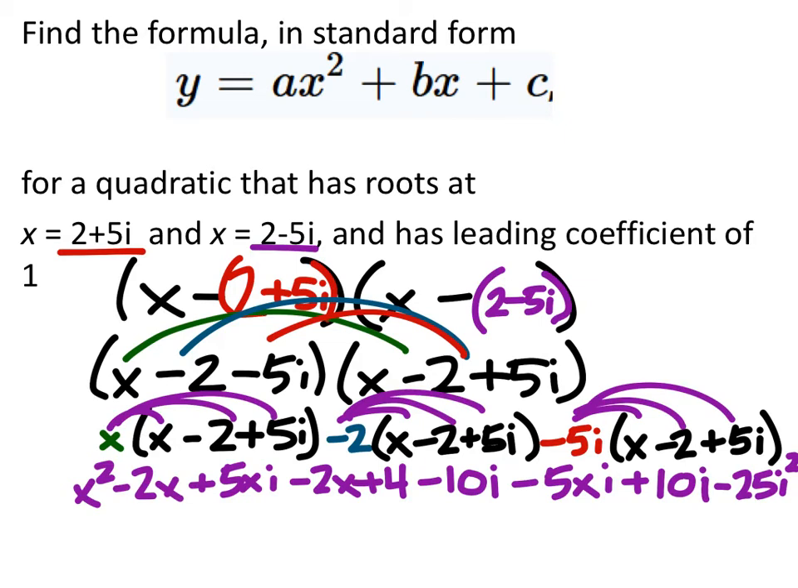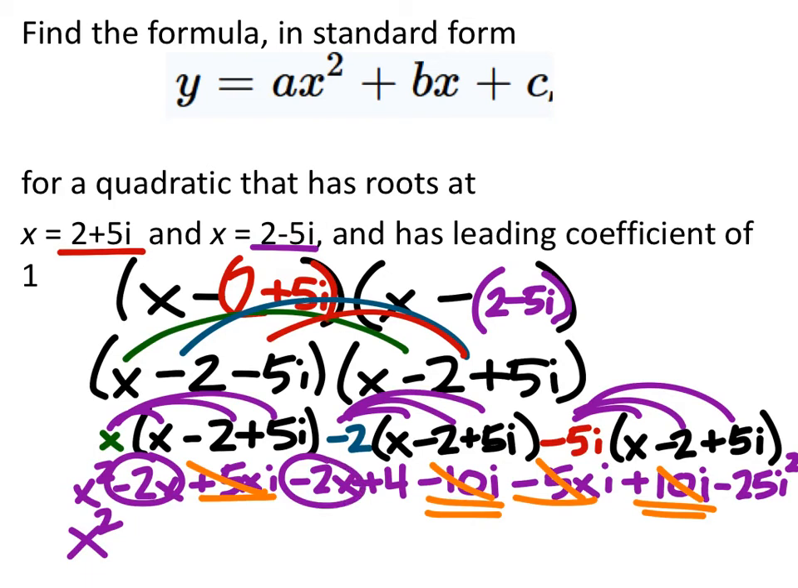Let's go ahead and look and just see what we can cancel out in this. I've got a positive 5xi and a negative 5xi. Those are going to cancel. And the negative 10i and the positive 10i, those are going to cancel. That looks like everything that we have that will cancel. So let's look at some like terms. I got x squared there. And then I also have this negative 2x with this negative 2x, which is negative 4x.